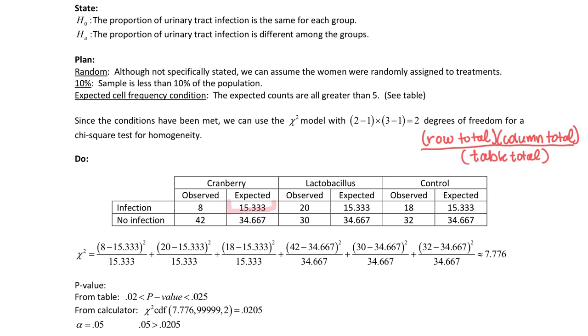Let's see how they calculated the expected value for this cell right here. I did bring back the formula from the previous page: row total times column total divided by table total. For this cell, the row total is the 8, the 20, and the 18. That ends up being 46. My column total is 50. We know that actually all of these are 50, and that's the reason why all 3 of these numbers are the same. This won't always happen, but it does in this problem since all 3 of the groups had the same amount of subjects.